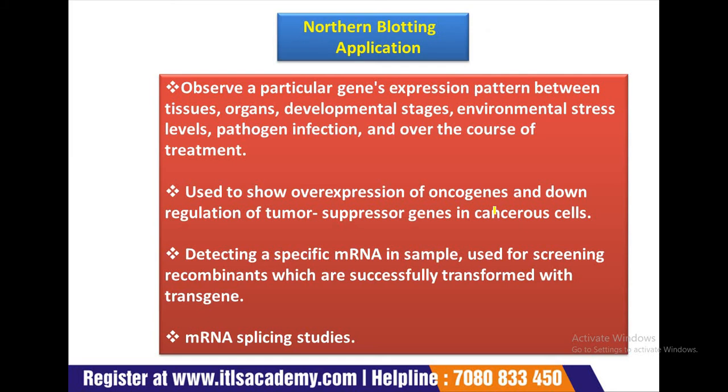So now, what are the applications of Northern blotting? It is used to observe a particular gene's expression pattern between tissues, organs, development stages, environmental stress levels, pathogen infection, and over the course of treatment. It is used to show overexpression of oncogenes and downregulation of tumor suppressor genes in cancerous cells. It is also used for detecting a specific mRNA in a sample, for screening recombinants successfully transfected with a transgene, and for mRNA splicing studies.